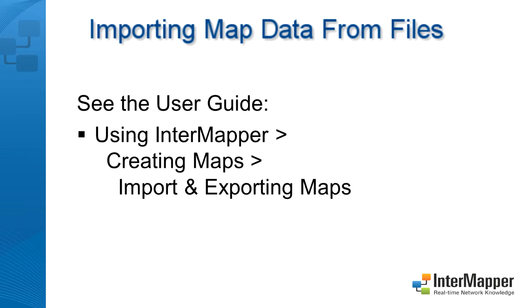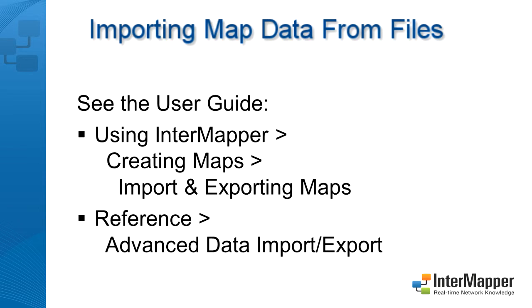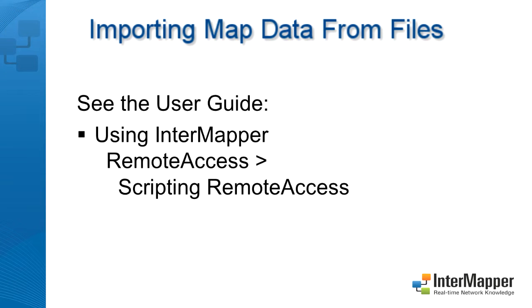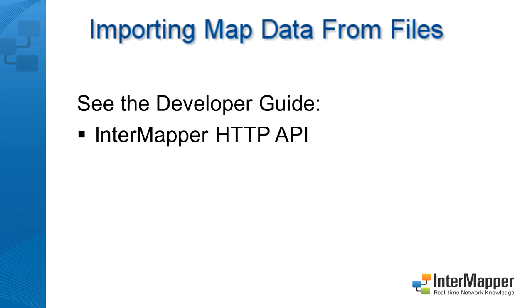Information on importing and exporting map data is available in the Importing and Exporting Maps section of Creating Maps in the User Guide. Detailed information on file formats is available in the Advanced Data Import-Export chapter of the Reference section of the User Guide. Detailed information on the command line interface and its command set is available in Scripting Remote Access in the Using Intermapper Remote Access section of the User Guide. Also be sure to check out the section on the Intermapper HTTP API in the Developer Guide.